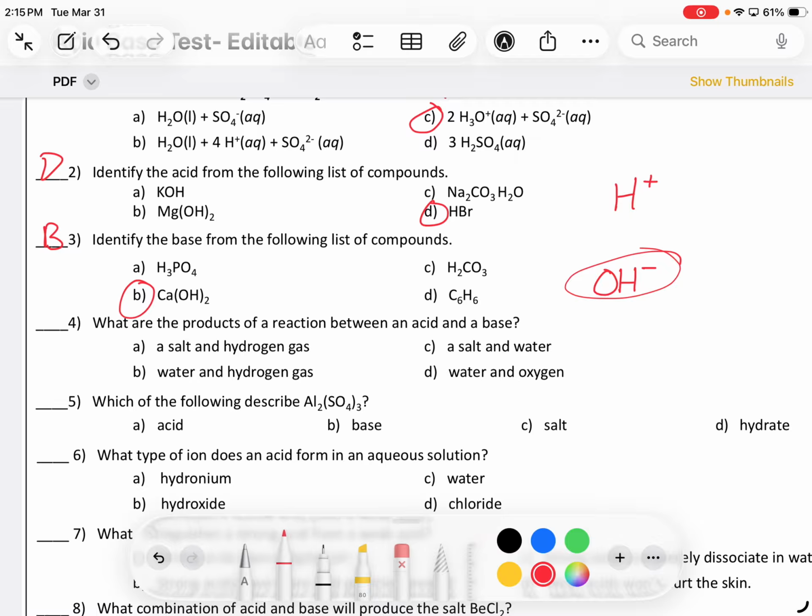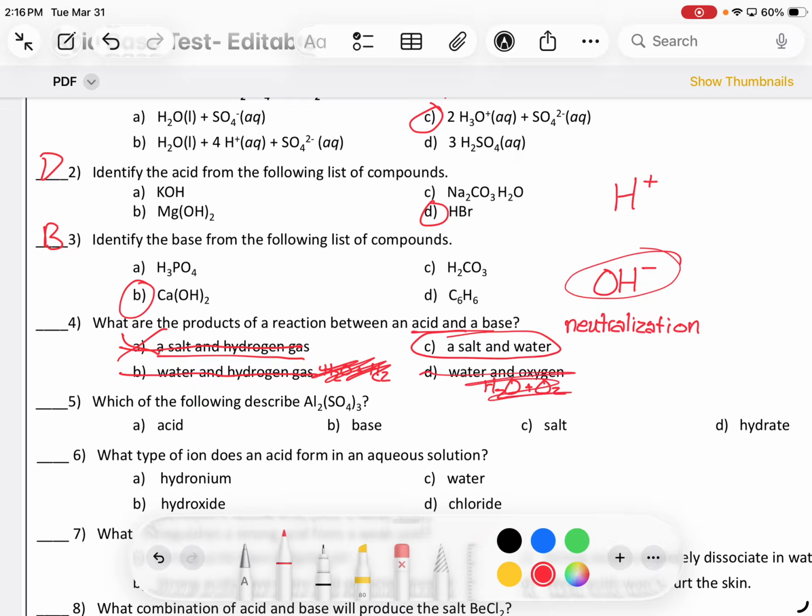Number 4, what are the products of a reaction between an acid and a base? And by the way, what are reactions called that react an acid and a base? You should know that those are known as neutralization. Now, when an acid and a base react in a neutralization reaction, it's a double replacement reaction, right? Their products are going to be salt and hydrogen gas? No. That's close. Water and hydrogen gas? No. That does not make sense. Water and oxygen? No. That's not right either. You should remember this fact that neutralization reactions always have as their products salt and water.